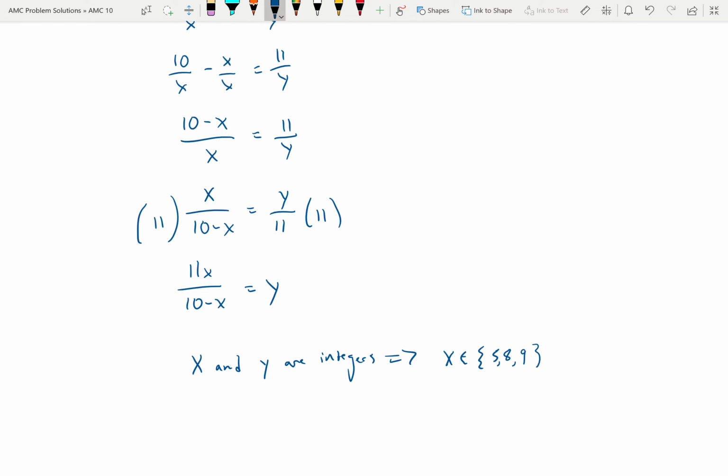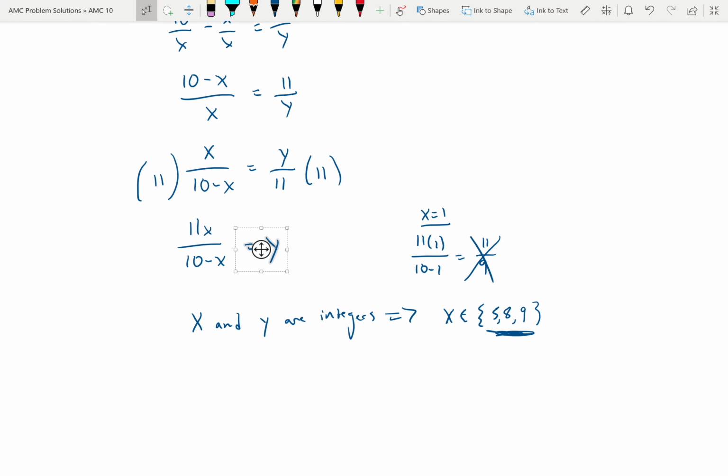And so it takes a little work to get here. Basically, I just try with positive integers up to 10. So first trying x equal to 1, 11 times 1 over 10 minus 1. Well, that's 11 over 9. That's not an integer, so I keep going. If you do that process, you get that y comes out to an integer when x is equal to either of these values.